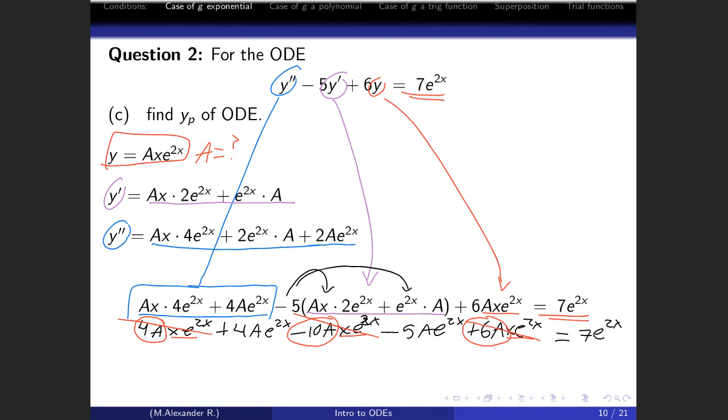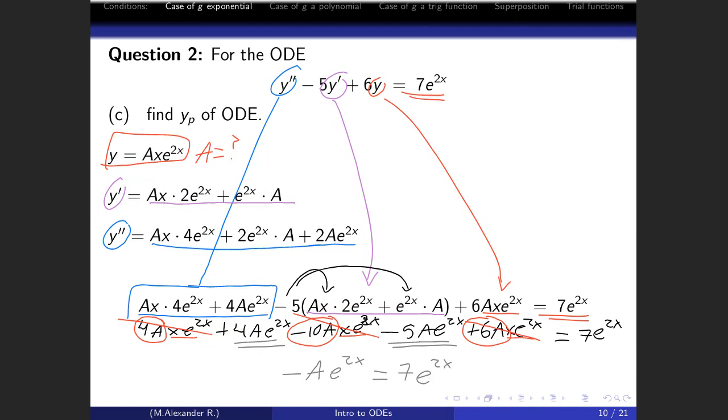So that's a good thing for us. So what's left over? We have the 4a e to the 2x minus 5a e to the 2x. So that gives us a negative a e to the 2x. And then this is going to be equal to this 7e to the 2x.